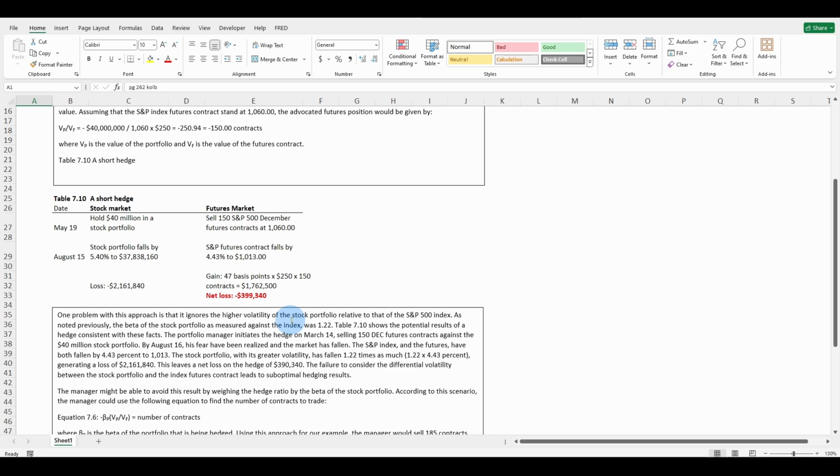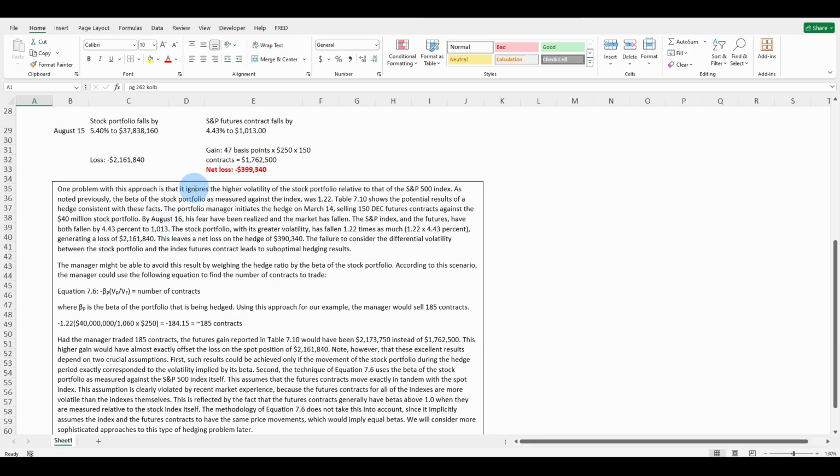Not such a great hedge strategy, is it? Well, you remember that beta situation? One problem with this approach is that it ignores the higher volatility of the stock portfolio relative to that of the S&P 500 index. As noted previously, the beta of the stock portfolio as measured against the index was 1.22. Table 7.10 shows the potential results of a hedge consistent with these facts.